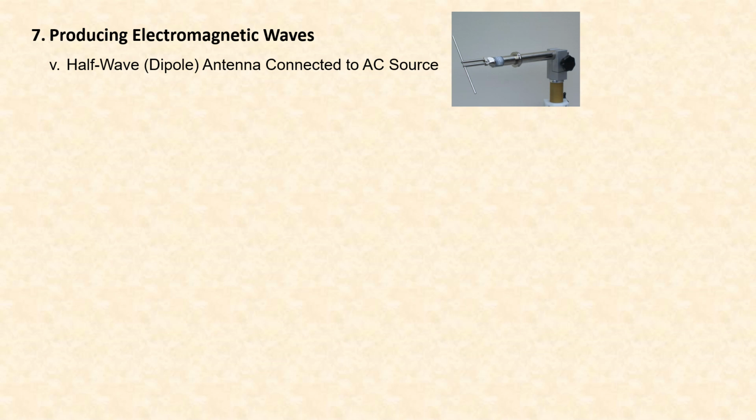We'll now take a look at an actual piece of technology used to produce electromagnetic waves, that of the half-wave dipole antenna. You see here in the slide a picture of that dipole antenna, and it will be connected to an alternating current power source. So let's take a look at how this works.